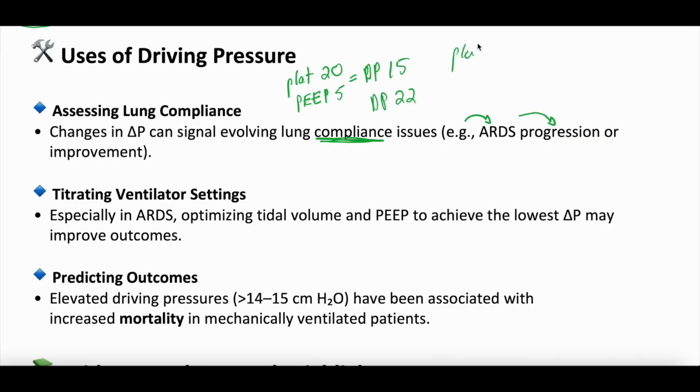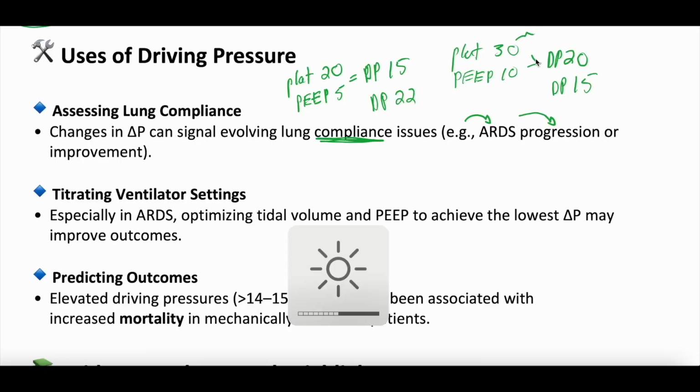Let's say your plateau pressure is 30 and you're at a PEEP of 10, and for whatever reason, that's the best you could do. Your driving pressure was 20. You don't make any changes, but you check the next day and the driving pressure is down to 15. That essentially means that the plateau pressure is getting better and the compliance is getting better. Whatever illness was going on is improving.